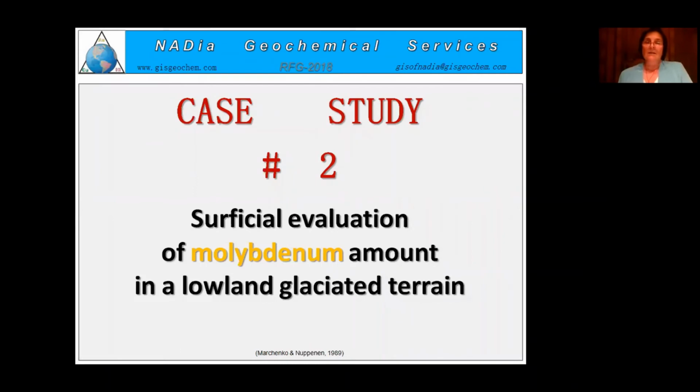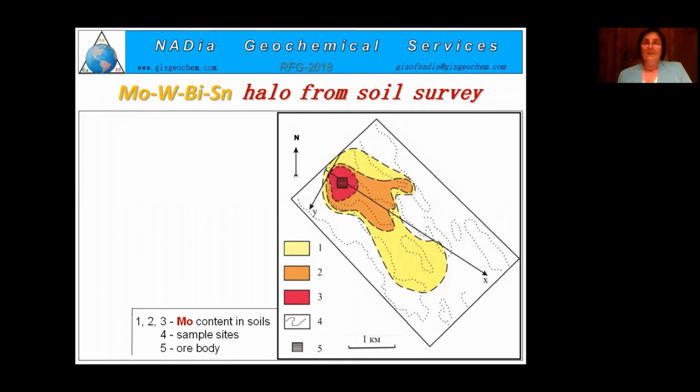So the second case study that I want to show you is the official evaluation of molybdenum in a lowland glaciated terrain. It's like the opposite of the first case study. There was a mineral occurrence, which is shown as a square, and around this mineral occurrence the geochemical survey was done. This geochemical survey defined the rank of anomalous geochemical field number 3, and the elements involved in this rank are molybdenum and bismuth, sorry, and lead.